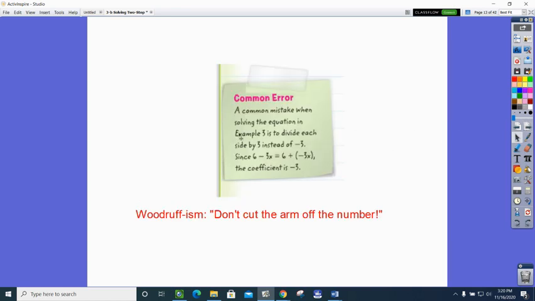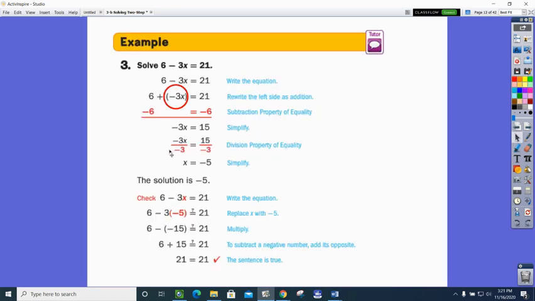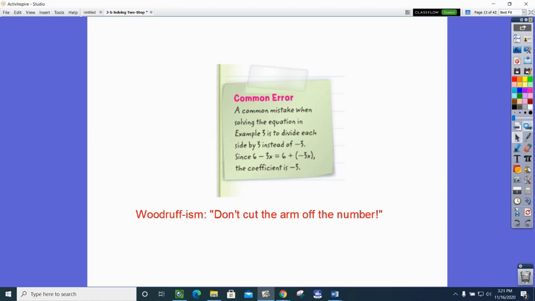So a common error, I just told you a second ago, and this one would be to divide by 3 rather than -3. And this is just a Woodruffism. If that number in front of the variable is a negative, I say don't cut the arm off the number. You'll leave it bleeding, people, bleeding, I tell you.